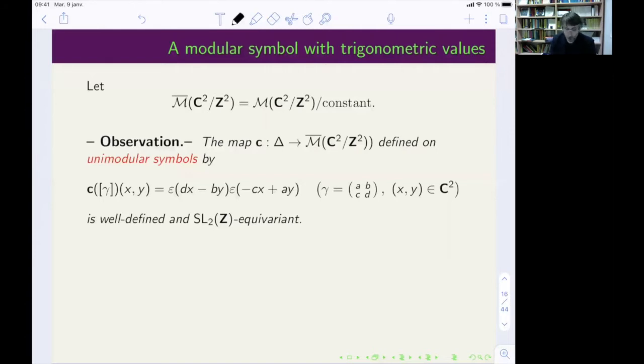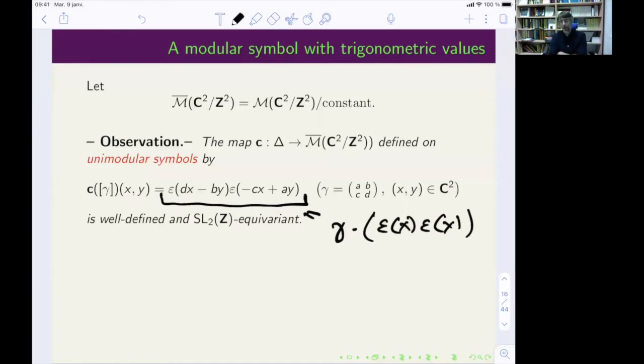And this map can be defined in the following way. If you take the class of a unimodular symbol gamma, associated to a matrix in SL2Z, then I will associate to it a product of cotangents, which is just the product of epsilon x times epsilon y, but after the action of the matrix gamma. So this is just gamma acting on the function epsilon x epsilon y. In other words, I replace (x, y) by gamma inverse applied to the column matrix (x, y). And because gamma is in SL2Z, gamma inverse also is, so this respects the lattice Z^2.